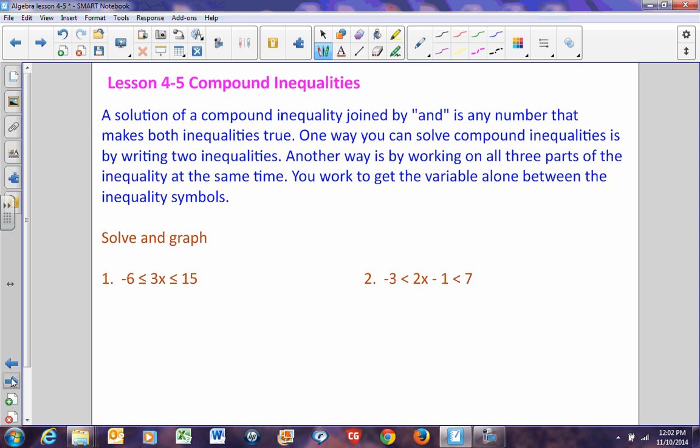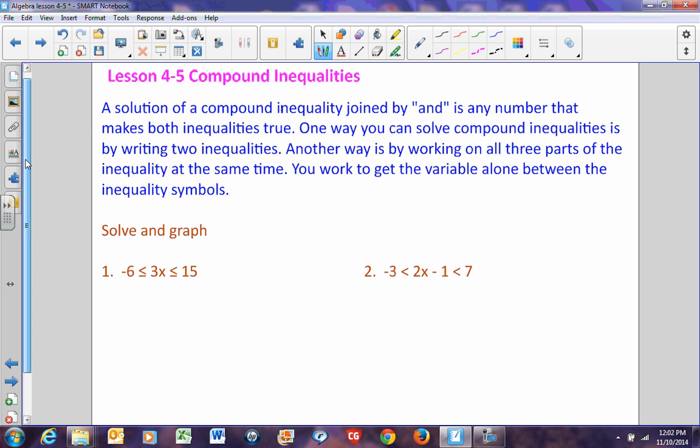The solution of a compound inequality joined by and is any number that makes both inequalities true simultaneously. One way you can solve a compound inequality is by writing two inequalities. Another way is by working on all three parts of the inequality at the same time. You work to get the variable alone between the inequality symbols. I'm going to work these both ways, so you can choose which way works best for you.